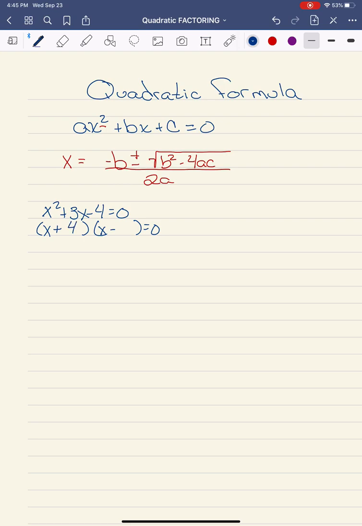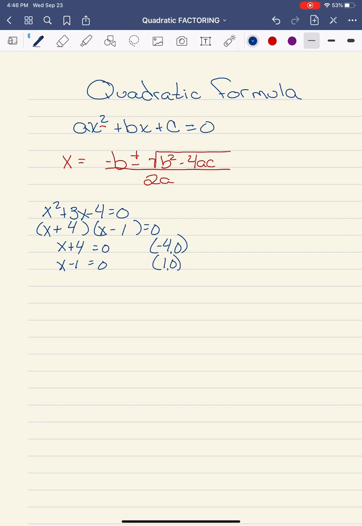So I know my answer is going to be x plus 4, x minus 1, and when I set them equal to 0, I know my x-intercept is going to be negative 4 and 0. And I know my second leg of my parabola is going to be positive 1 and 0.